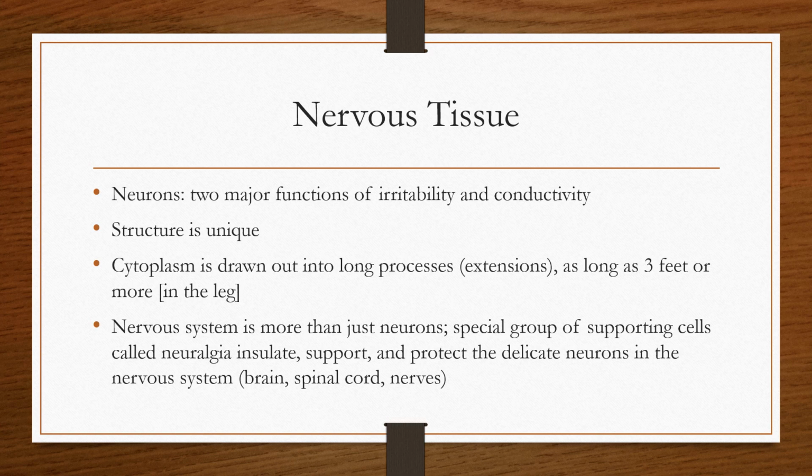The cytoplasm is drawn out into long processes, extensions as long as 3 feet or more. That's how we're able to wiggle our toes or feel things in our extremities. The nervous system is more than just neurons. A special group of supporting cells called neuroglia insulate, support, and protect the delicate neurons in the nervous system, which is comprised of the brain, the spinal cord, and the nerves.